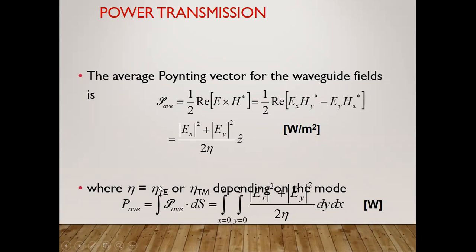The intrinsic impedance for the TE will be different, the intrinsic impedance for the TM will be different, and the combination of both. So here we were interested in the magnitudes of the electric field in the X as well as the electric field in the Y direction. And this way you can calculate the average power and all.